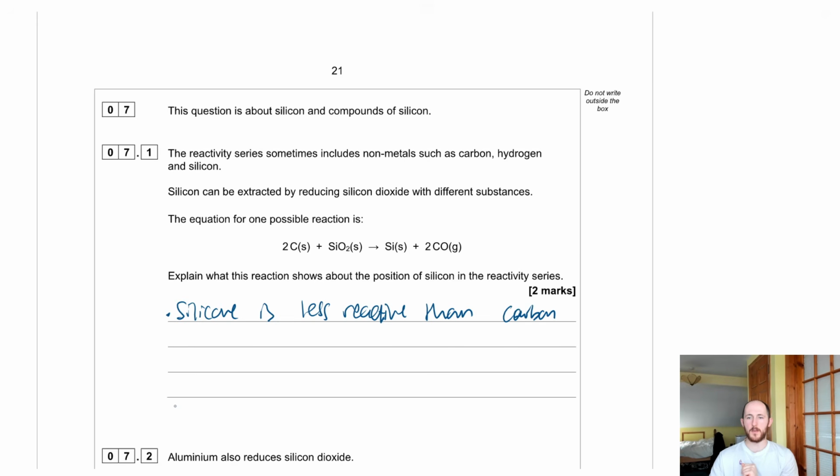But look at the verbiage they've used. Explain. So they haven't said state what this reaction shows. If they said state, we're done. We stated what it is. Silicon is less reactive than carbon. But they say explain. And why? Well, why do I know that? Because carbon displaces silicon.